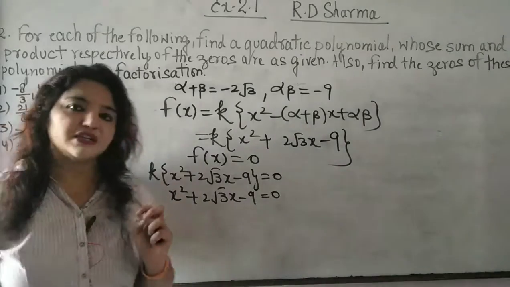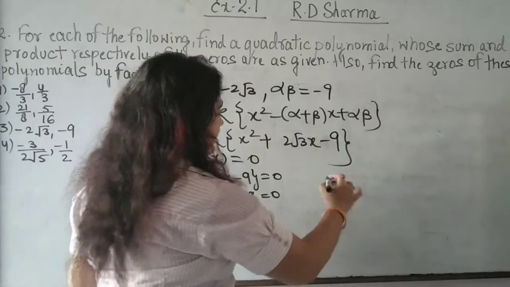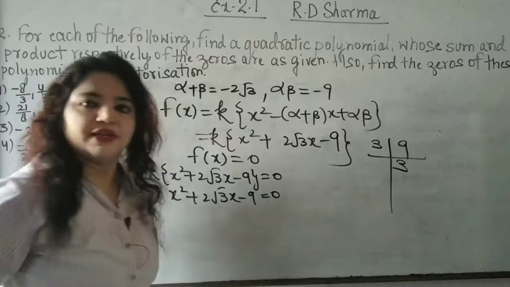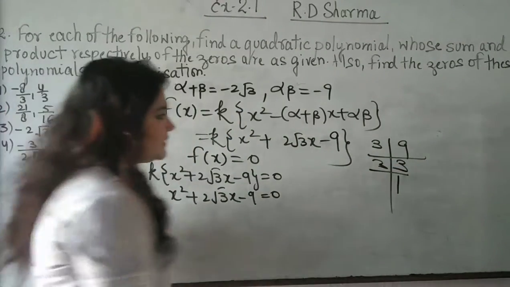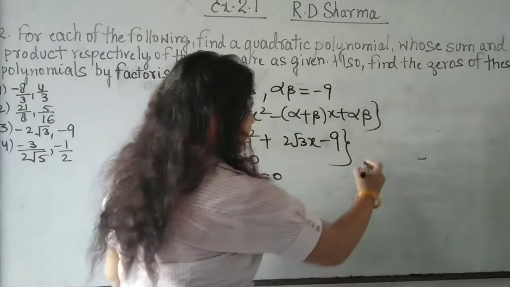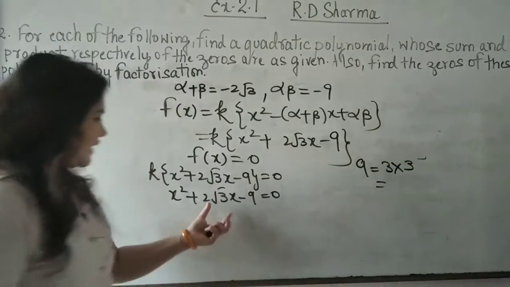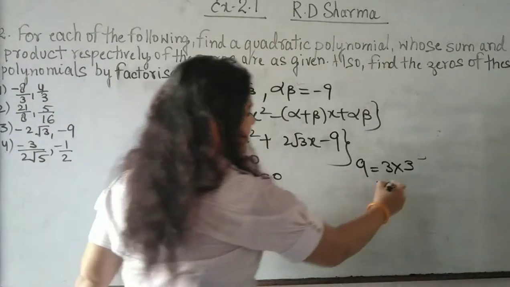Again, middle term splitting method. See guys, 9. If we do the prime factorization of 9, it will be 3 into 3. So we can write 9 is equal to 3 into 3. And we have to get the middle term in under root 3 form. So this 3 I am writing in under root 3 form.